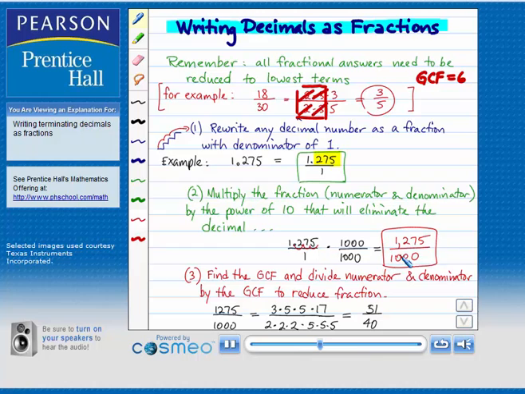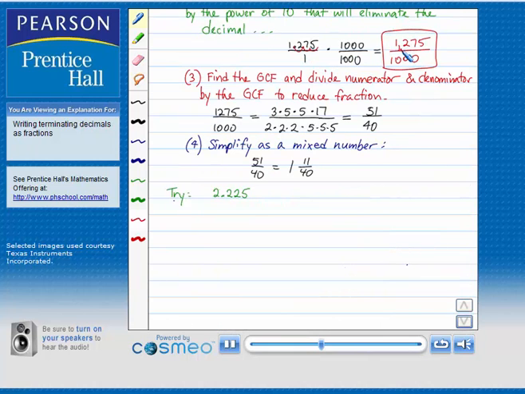So I've already changed my decimal number into a fraction. Now I simply need to reduce that. I'm going to take 1,275 and find the prime factors of that. If you need help with that, you can go back to the tutorial dealing with factoring. Here I have 3 times 5 times 5 times 17. Those are the prime number factors of 1,275. 1,000 is 2 times 2 times 2 times 5 times 5 times 5.